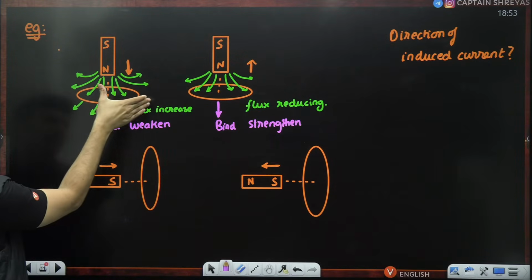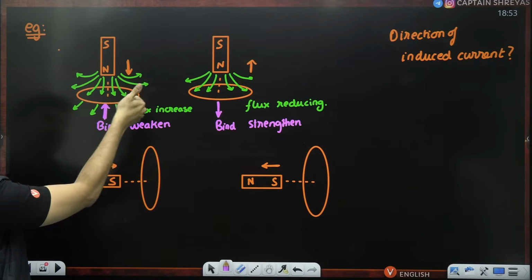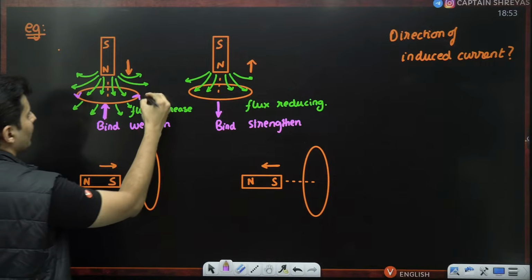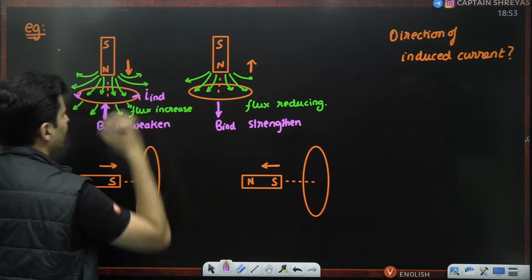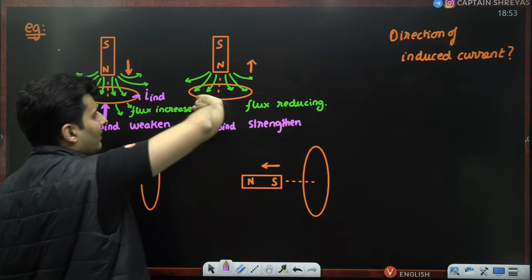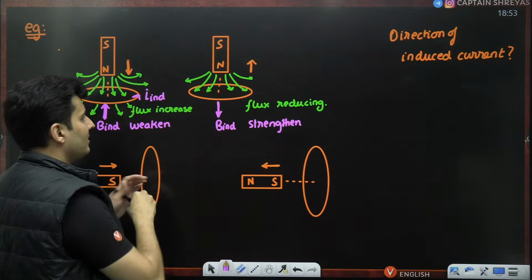Okay, to weaken the field, induce the magnetic field downward. Hold your thumb in that direction, the fingers turn like this. So the induced current will be in this direction. This is the direction of the induced current. Here the induced magnetic field is up. Hold your thumb up, the fingers curl like this.